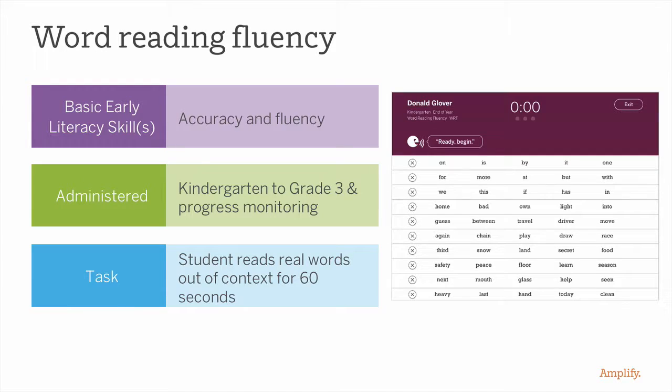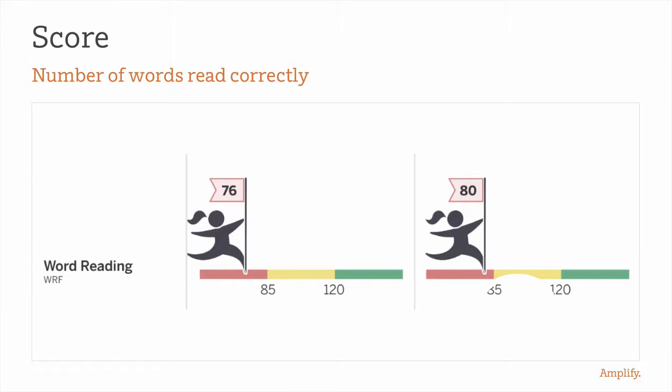Word reading fluency is a new measure of accuracy and fluency during which students read real words out of context for 60 seconds. WRF provides one score, the number of words read correctly in 1 minute. M-Class automatically calculates the score based on how the assessor records student responses.